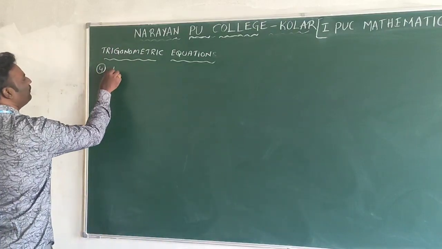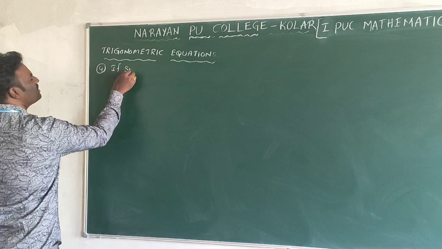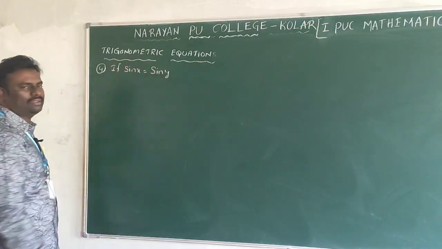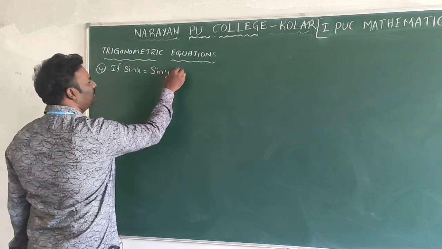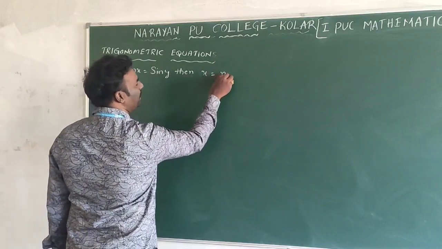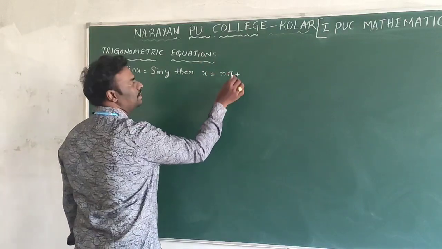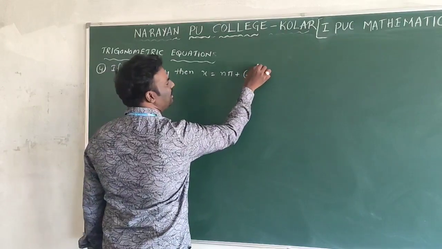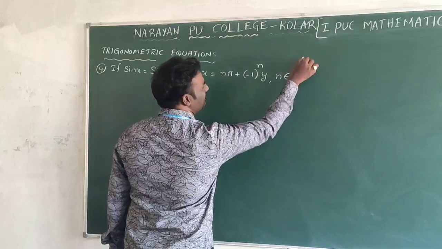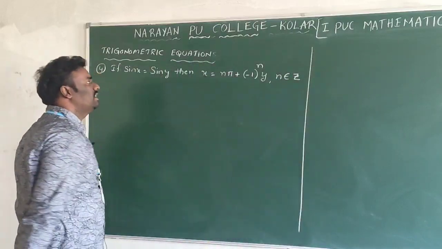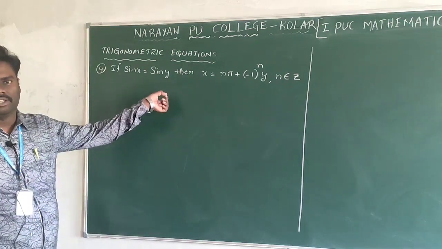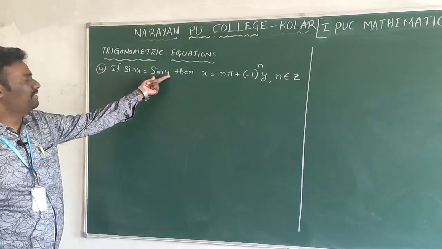If sin x is equal to sin y, or you can write sin x is equal to k, then x is equal to n pi plus minus 1 power n into y, where n belongs to integer. This is the general solution. Some textbooks give sin x is equal to k. That is also correct, that is a value. Here also sin y is also a value.